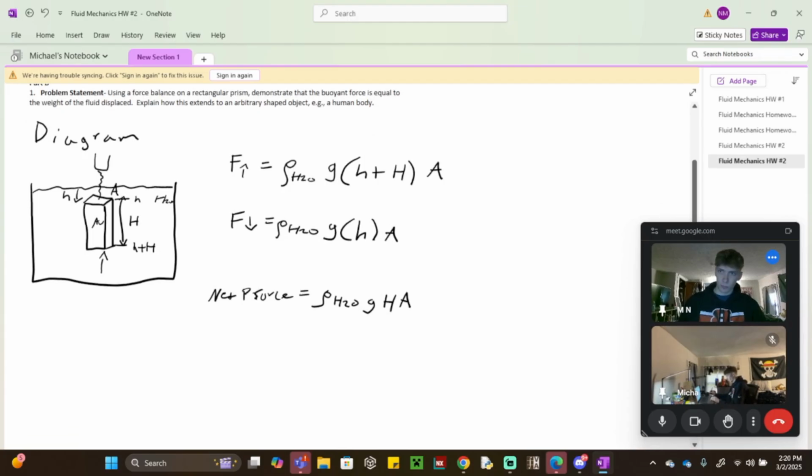So, if we look at this equation, we know that a height times an area gives us a volume, times some density gives us a mass, and then a mass times a gravitational constant gives us the weight. So it will be equal to the weight of the fluid displaced. So our buoyant force is equal to the weight of fluid displaced.